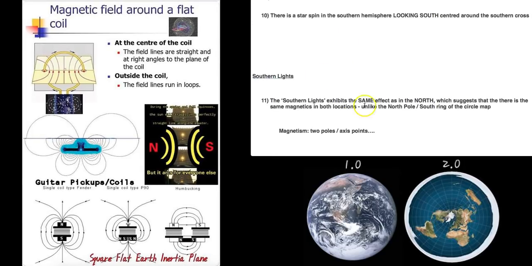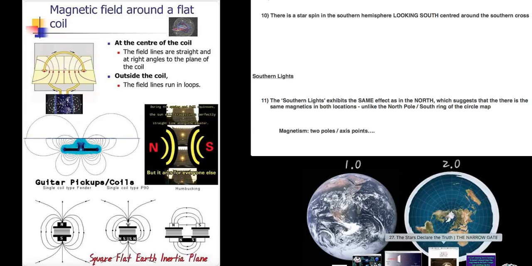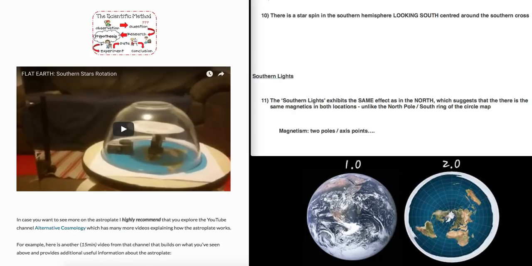we have the Southern Lights. This is point 11 now. The Southern Lights exhibit the same effect as in the North, which suggests that there is the same magnetics in both locations. Unlike here, where you have something different, it's a ring. It's not the same. So for those who aren't aware, the Southern Lights.